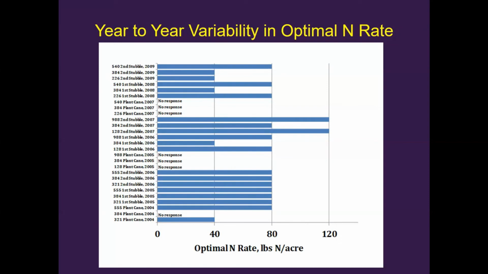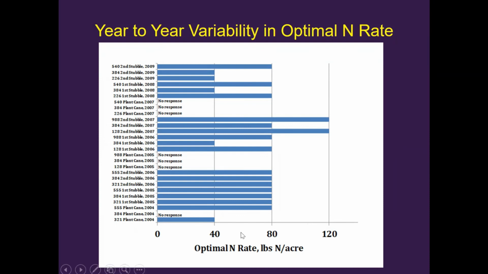Year-to-year variability, I think I've shown this slide so many times, demonstrating the variation that exists over time. So these are the optimal rates of nitrogen that we got from different varieties and different years. This is way back in 2004. The rate of nitrogen fertilizer that maximizes yield can range between 40 to 120, and you can see those years that are different. And for plant cane, we have cases where we did not get any response, meaning that the application of nitrogen fertilizer did not result in improved yield.